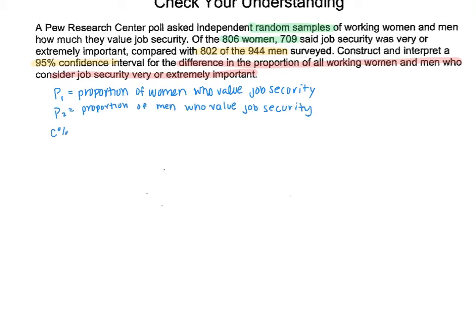Our confidence level is 95%, and our first sample was 806, and our p-1 is 709 out of 806, which is 0.88. Our second sample was 944, and p-2 is 802 out of 944, which is 0.85. So we have 2 different samples, and we're creating an interval of proportions. So that is a 2-sample Z interval.